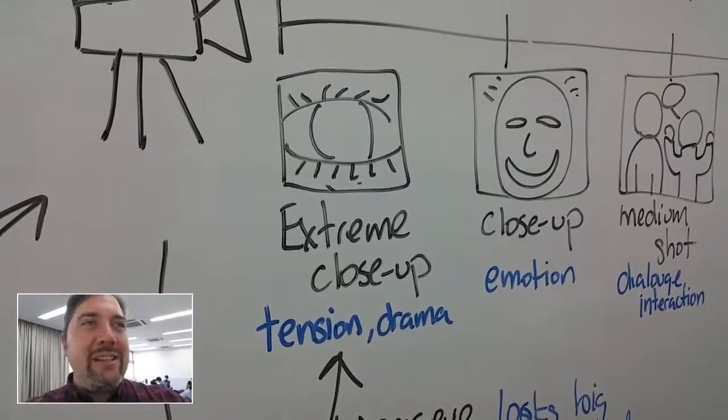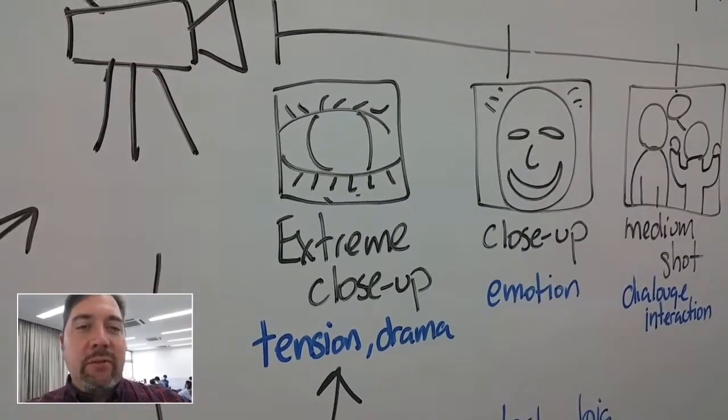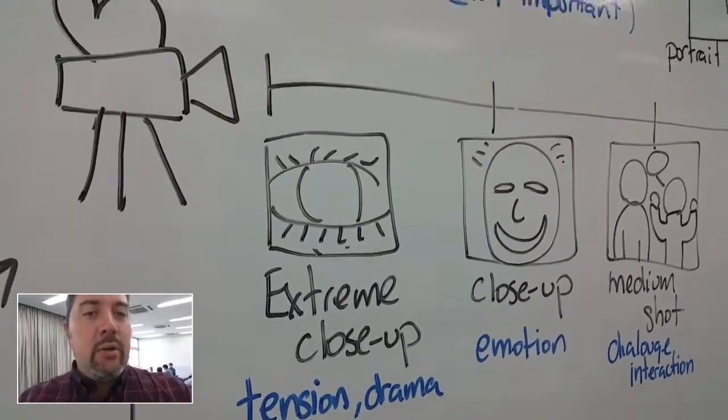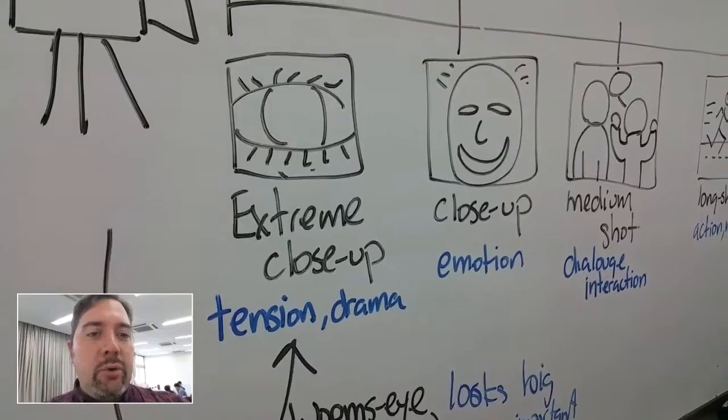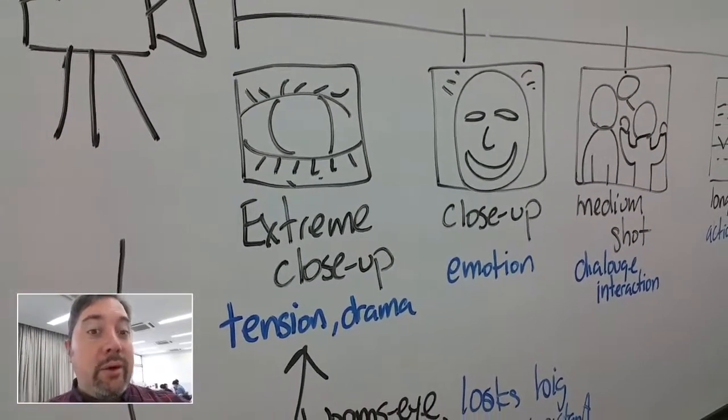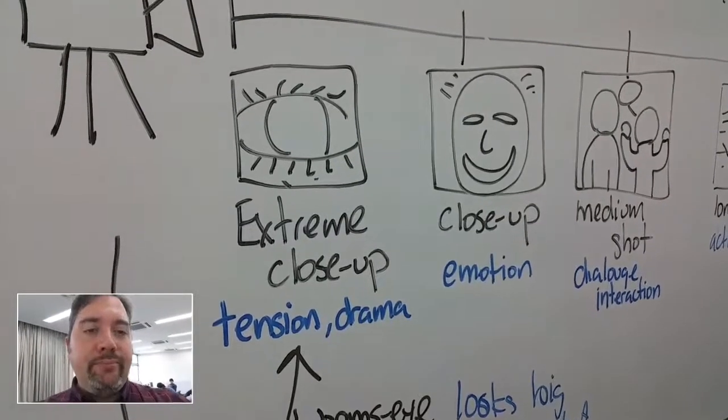Or it can give hints or clues. It doesn't have to be a close-up on a person, it could be a close-up on an object or a place or a thing, to show direct meaning or importance to that item or thing.